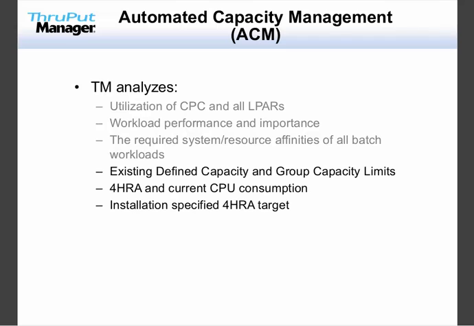But in addition to that, what automated capacity management will do is be aware of any soft caps. So if you've got defined capacity or group capacity limits, ACM knows that they're there. It knows what the limits are. And if you change them, it will know what they are again. You don't need to define that. We're aware of the 4-hour rolling average on each LPAR and the current CPU consumption, so we can track trends. And if you specify a 4-hour rolling average target, we'll be aware of that. Selby's going to talk more about that later, where you can have a target limit without a cap, and ACM can constrain your workloads accordingly.